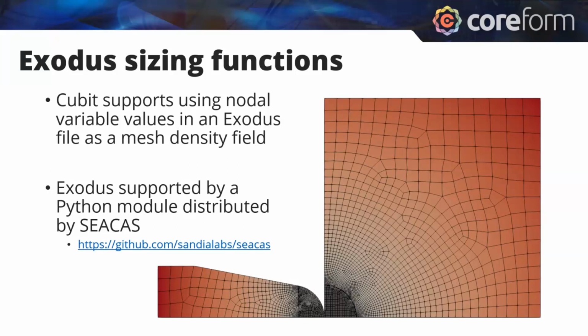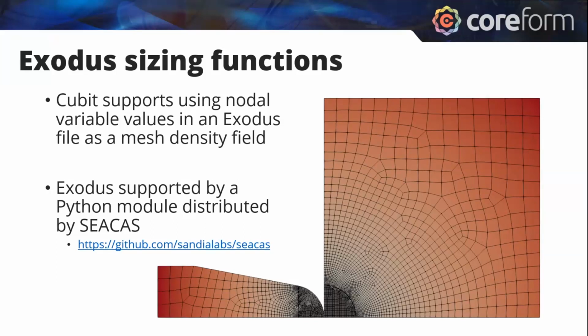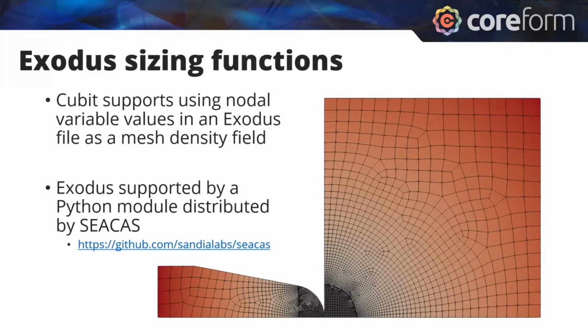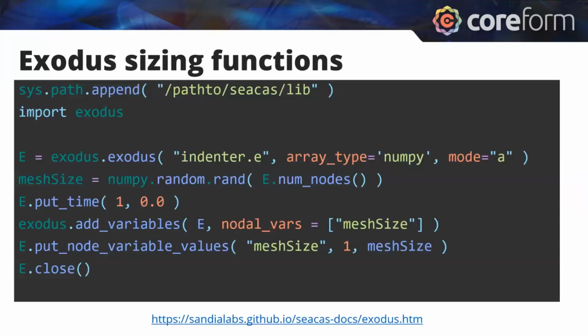Exodus comes from the SEACAS project from Sandia. And again, for those of you who are familiar with Cubit, you probably are aware that Sandia National Labs develops the government version of Cubit, whereas we're the exclusive commercial distributors. But that SEACAS project contains commands for being able to build Exodus, which comes with a Python module. And so once you have that Python module, you can import it and do things like import an existing mesh that maybe you've just written out from Cubit. It has no variable data on it.